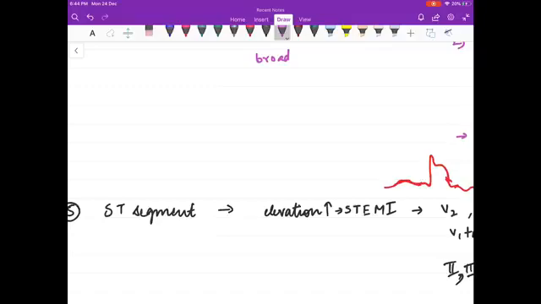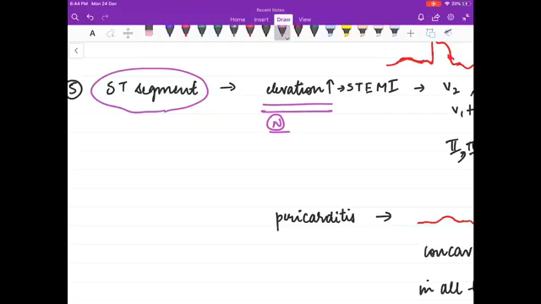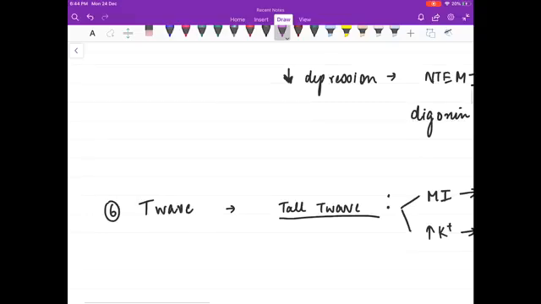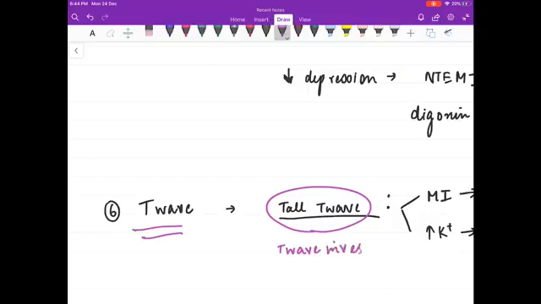Then after moving to QRS, you see the ST segment, whether it is elevated, whether it is normal, or whether it is depressed. Okay, then after that you will see the T wave, whether the T wave inversion is there or not. Okay, so why do we need to do all these things?